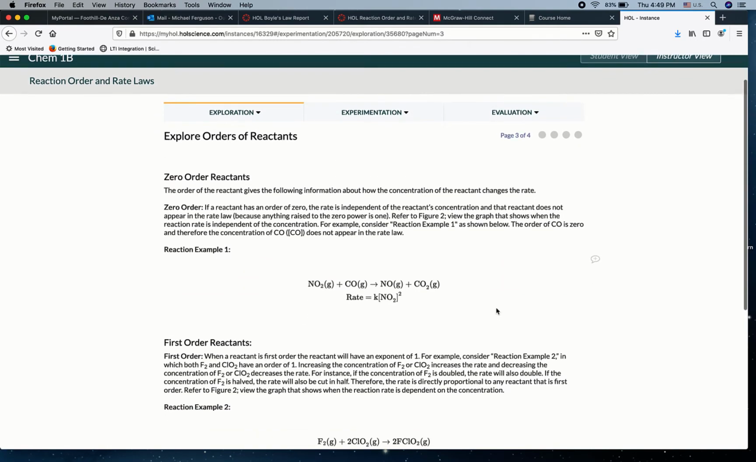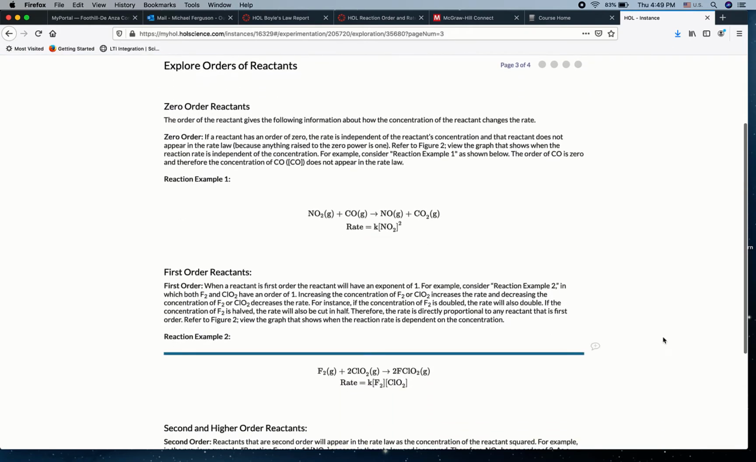So zero order are independent. Just because you have reactants does not necessarily mean they're going to participate in the rate law. So for this equation here, carbon monoxide, for instance, does not participate in the rate. First order basically, and most things are first order.